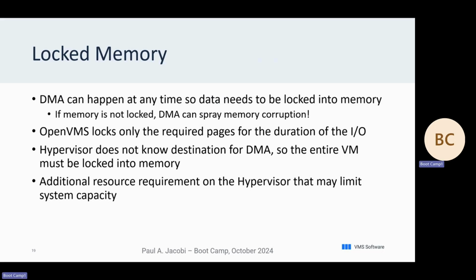But in the hypervisor, at least in the operating system world, we know exactly where the DMA is going to occur. However, the hypervisor does not know where in that virtual machine the DMA is going to occur. So the hypervisor simply locks the entire guest into memory at that point. The whole guest? Yes. Wow. And this is going to require a resource requirement on your hypervisor, and that may limit some of your system capacity.